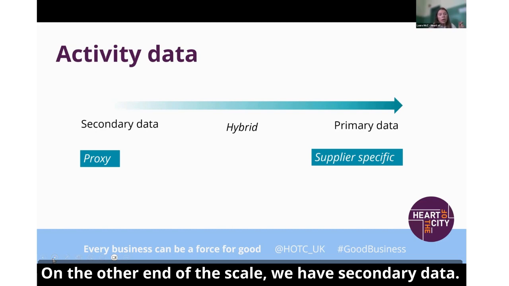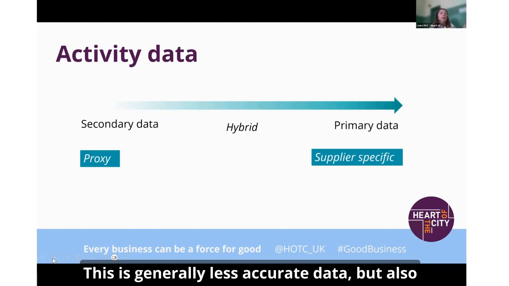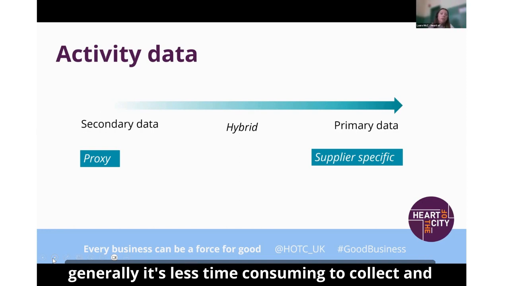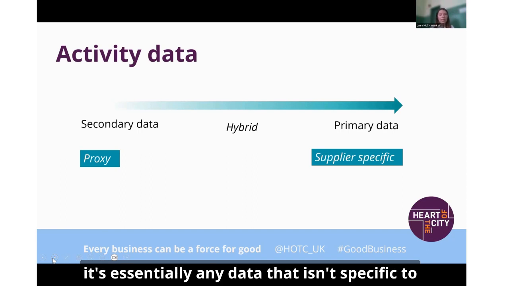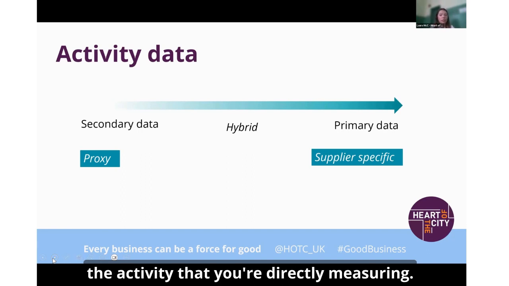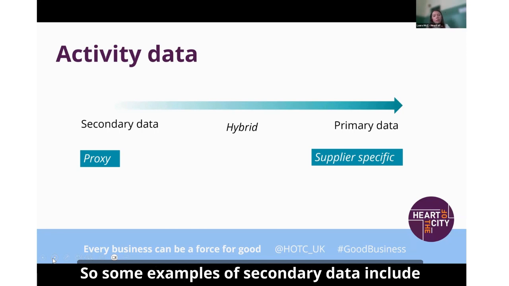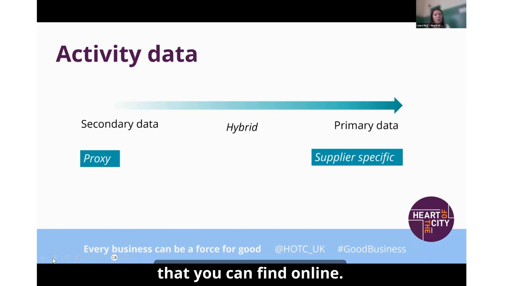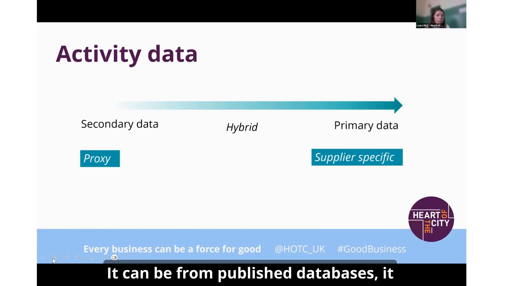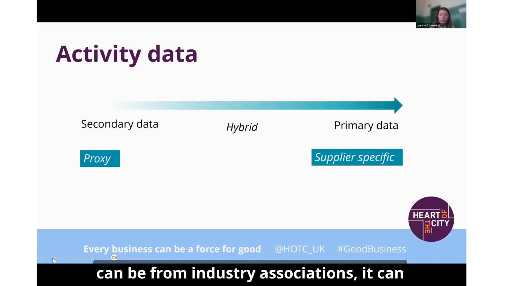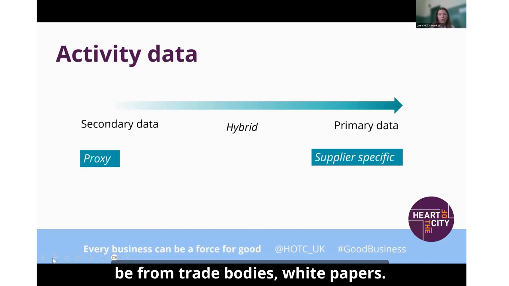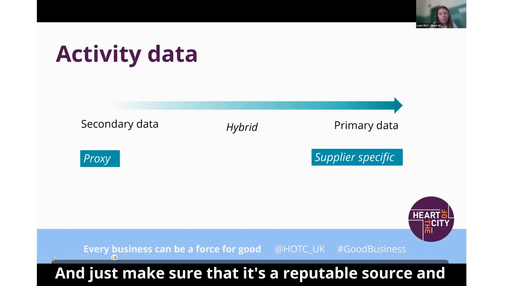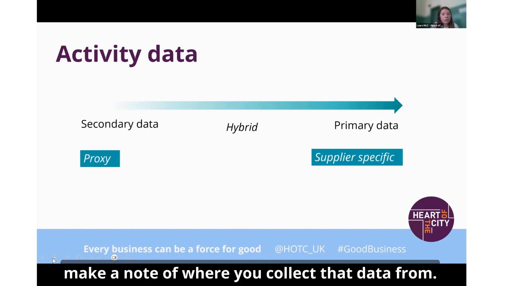On the other end of the scale, we have secondary data. This is generally less accurate data, but also generally less time-consuming to collect. It's essentially any data that isn't specific to the activity that you're directly measuring. Some examples of secondary data include industry averages and proxy data that you can find online. It can be from published databases, industry associations, trade bodies, white papers. Essentially, it can be from anywhere, just make sure that it's a reputable source, and make a note of where you collect that data from.